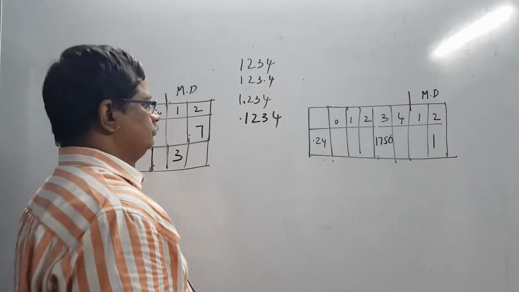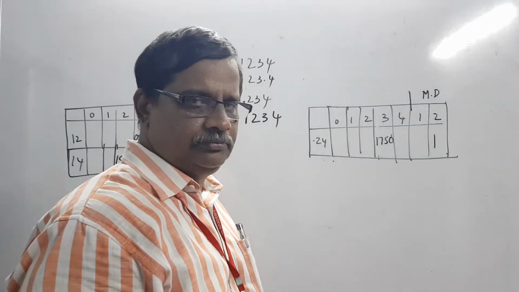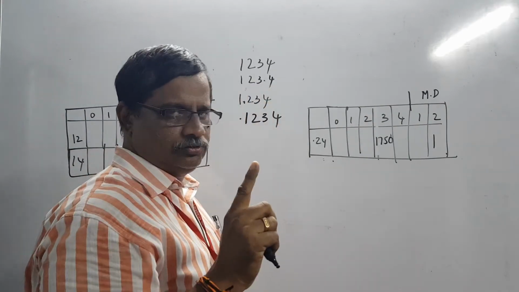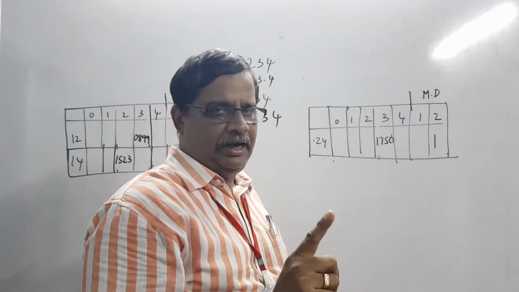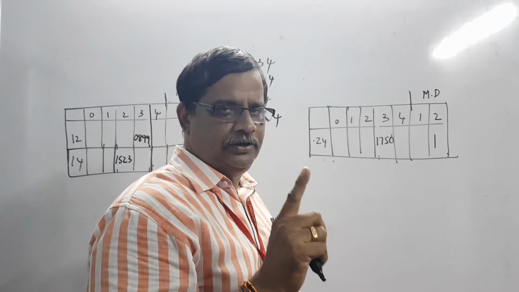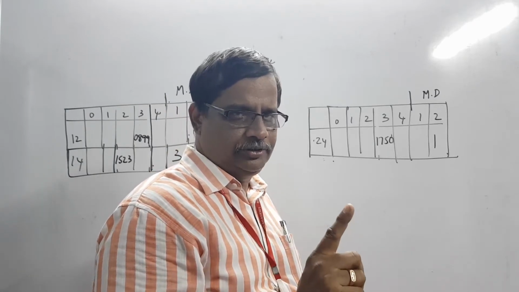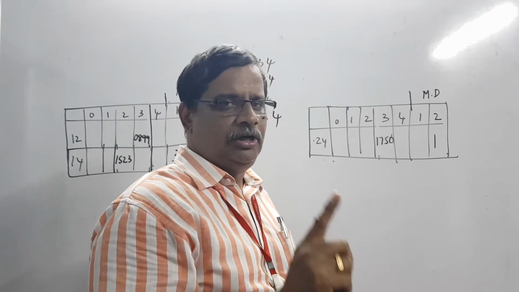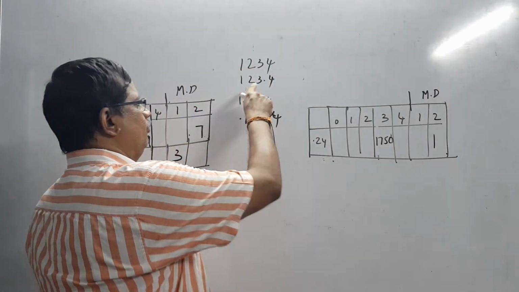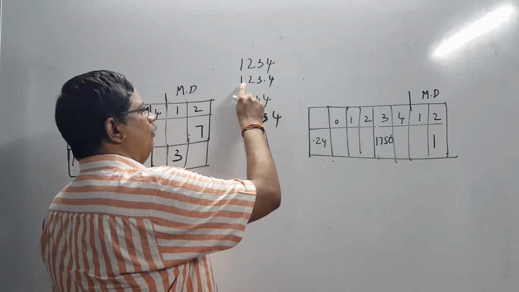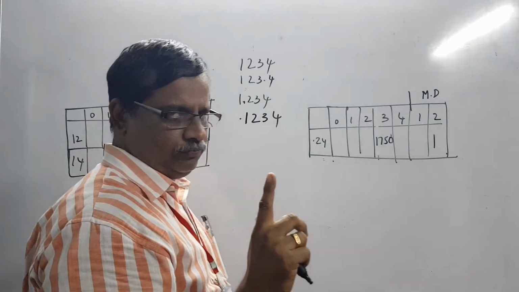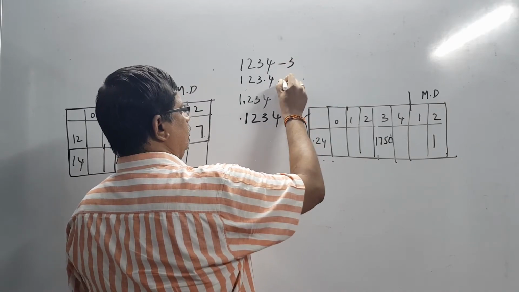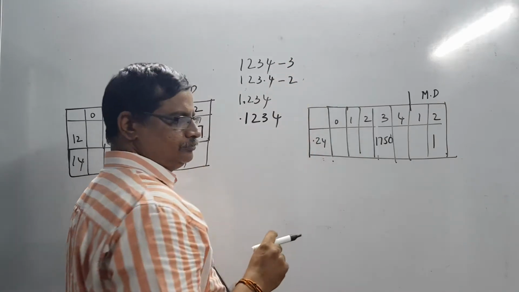Now 123.4. What is the characteristic? See, here you have a decimal number. So what you have to do is subtract 1 from the total number of digits before the decimal point. How many digits are there before the decimal? 1, 2, 3. Subtract 1 from that. So you will get 2. Here you have 3. Here you have 2.